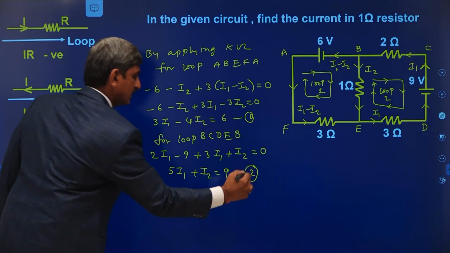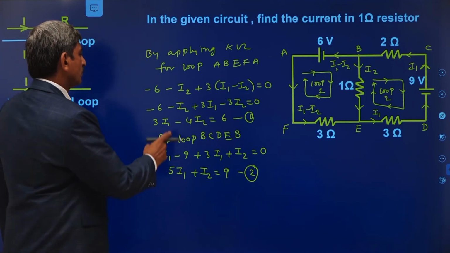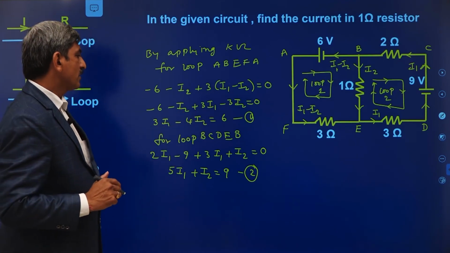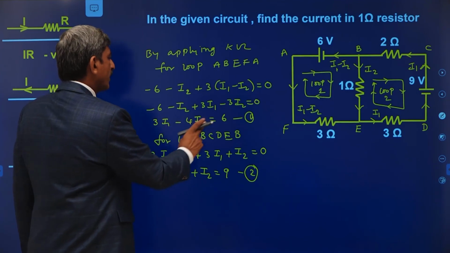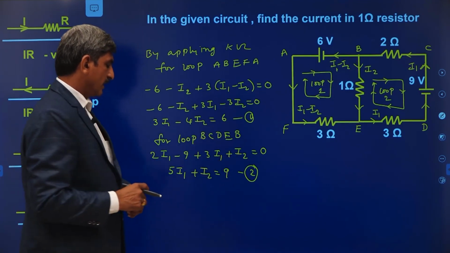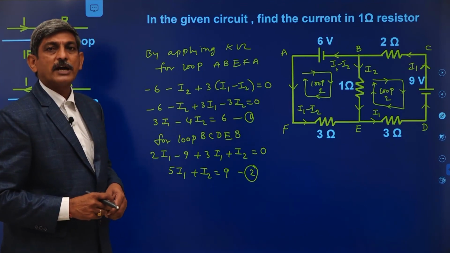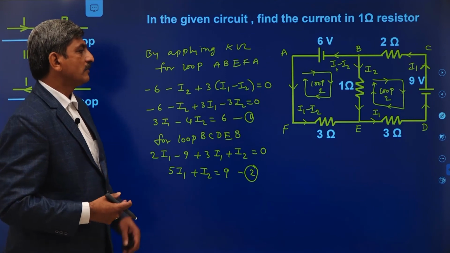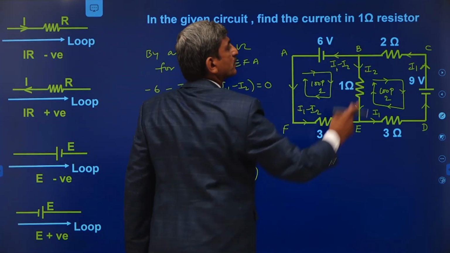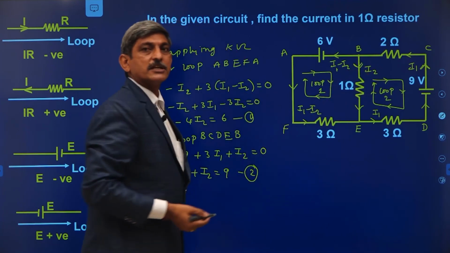This is equation number 2. So in terms of I1 and I2, we have two equations. One is 3I1 minus 4I2 is equal to 6, and the other is 5I1 plus I2 is equal to 9. By solving these two equations, we can find the I1 value and I2 value. But in this problem, we want to find only the current passing through the 1 ohm resistor. That's why calculation of I2 is enough.